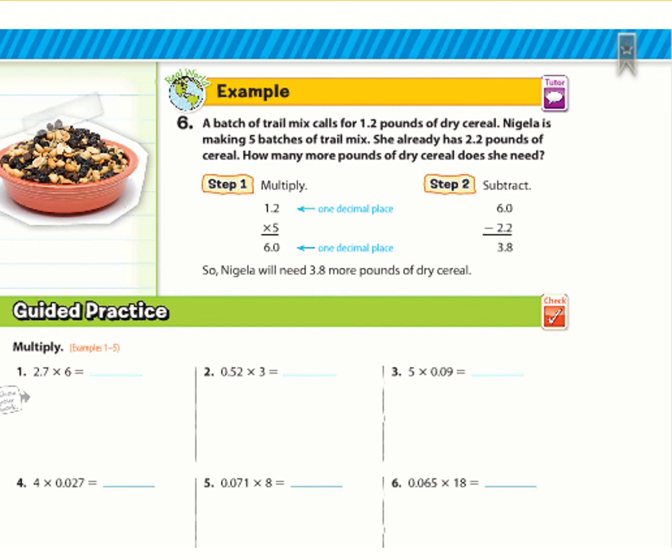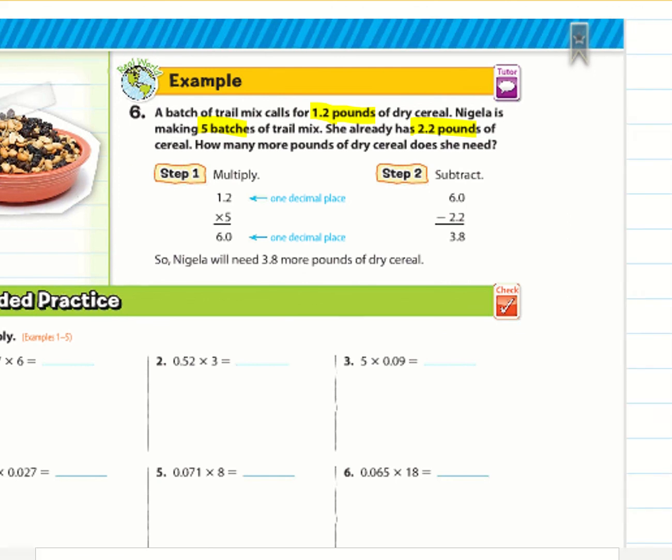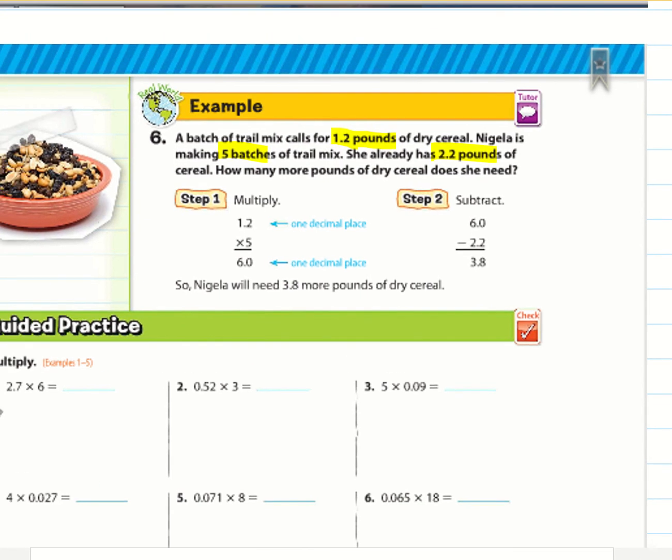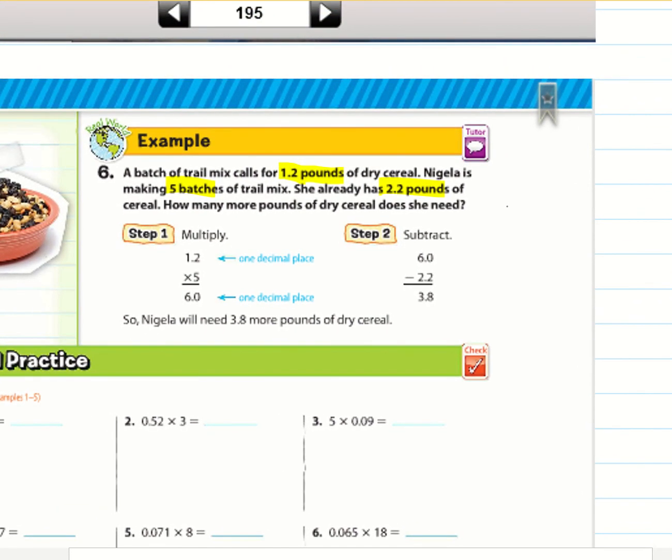So I'm going to highlight my numbers. That way that helps me organize a little bit. It says a batch of trail mix calls for 1 2/10 pounds of cereal. She's making 5 batches. She already has 2 2/10 pounds of cereal. How many more pounds does she need? So the first thing we need to do is find out how many pounds of trail mix she needs in total. In order to do that, we're going to multiply 1 2/10 times 5.